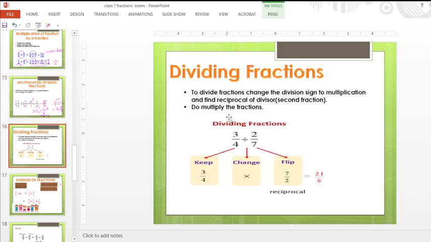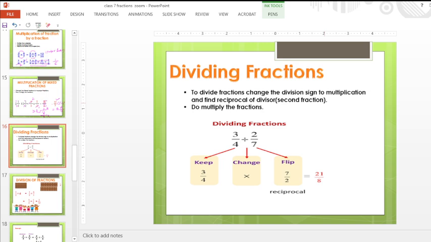How to divide? To divide fractions, multiplication I taught you how you do. For division you can't do directly. First step is like this: the first fraction you always keep as it is, the division sign is changed into a multiplication sign, and the second fraction is replaced by the reciprocal of the second fraction.